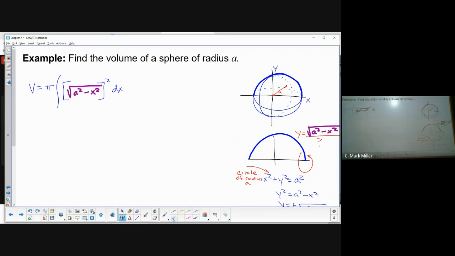Now, what are our bounds of integration? To get the bounds of integration, I need to go back to my drawing here. Your drawing is very important.